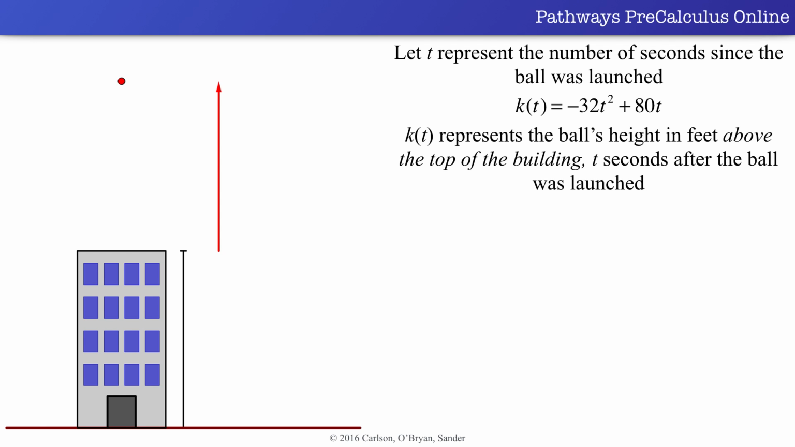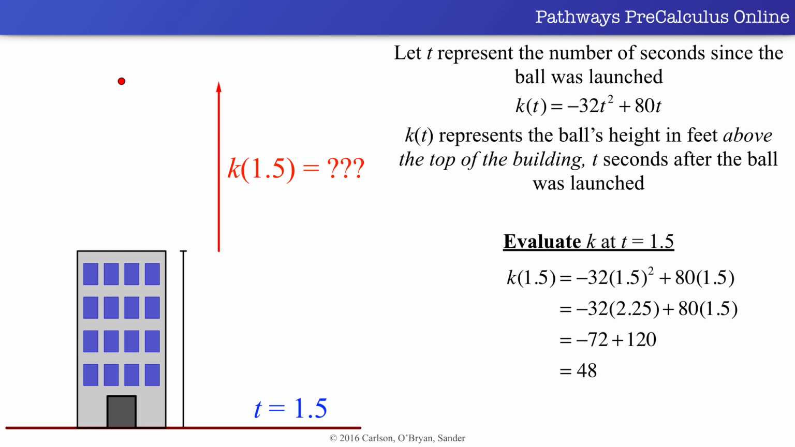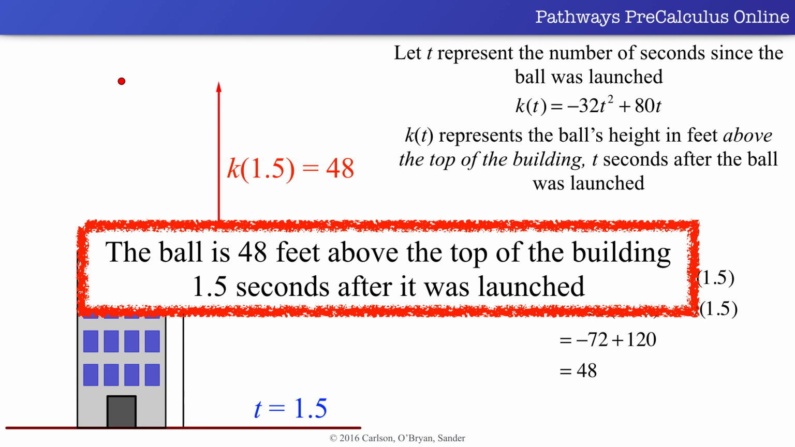Now, let's consider two scenarios relative to the ball launching context. First, suppose that we know that 1.5 seconds have elapsed since the ball was launched, and we want to know the ball's height above the top of the building. We can evaluate k at t equals 1.5 to determine the numerical value of k of 1.5, which represents the ball's height in feet above the top of the building 1.5 seconds after the ball was launched. If we evaluate k at t equals 1.5, we see that k of 1.5 equals 48, and hence the ball is 48 feet above the top of the building 1.5 seconds after it was launched.